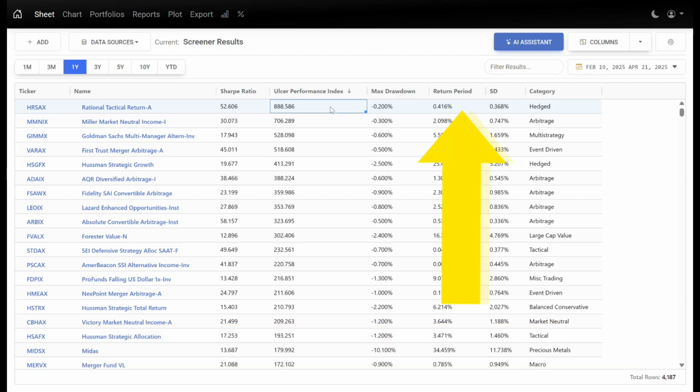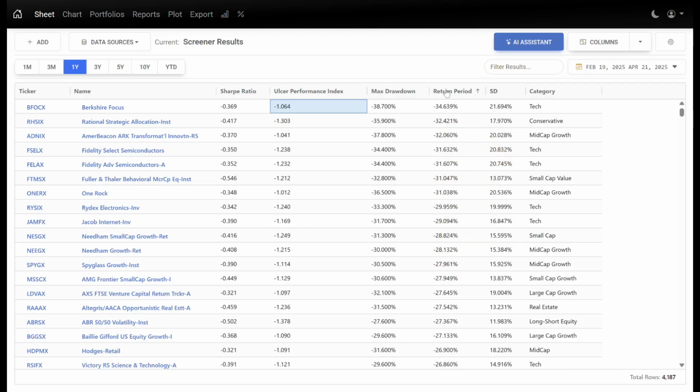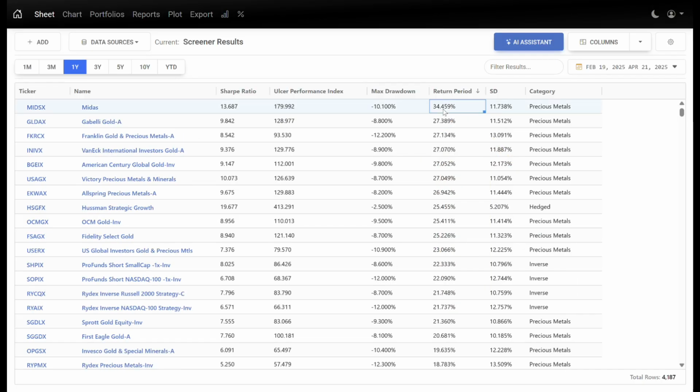Let me rank by total return first. What actually went up during the drawdown? Interesting, we're seeing a lot of precious metal funds gain. A move to safe havens is to be expected during a sell-off.